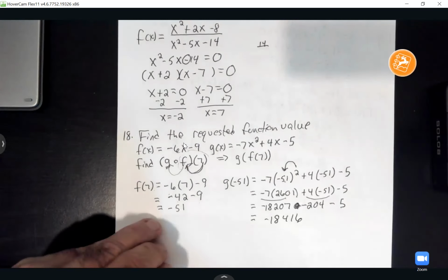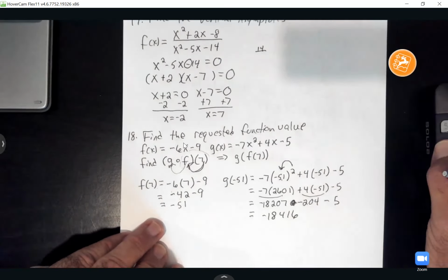All righty, so let me unzoom. All righty, so let me look at what's next, number 19.